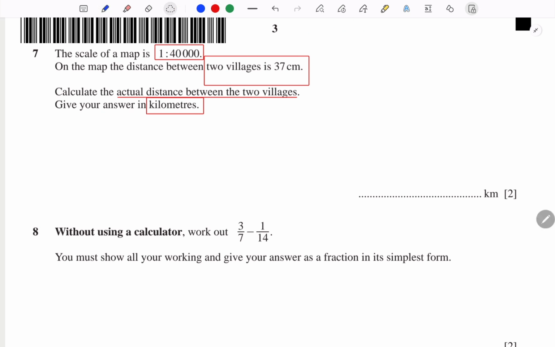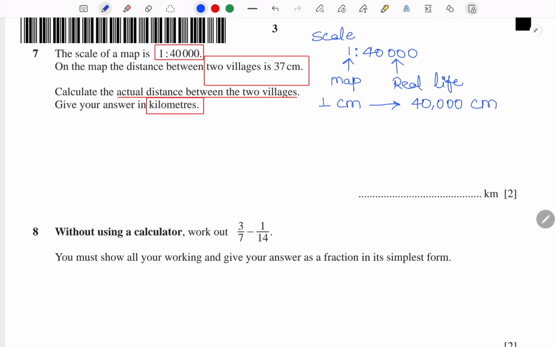First, we have to understand this scale. The scale here is 1 is to 40,000. That means 1 centimeter on the map will be equivalent to 40,000 centimeters in real life. That is the meaning of this scale. Now let me write that for you. 1 centimeter is equivalent to 40,000 centimeters in real life.